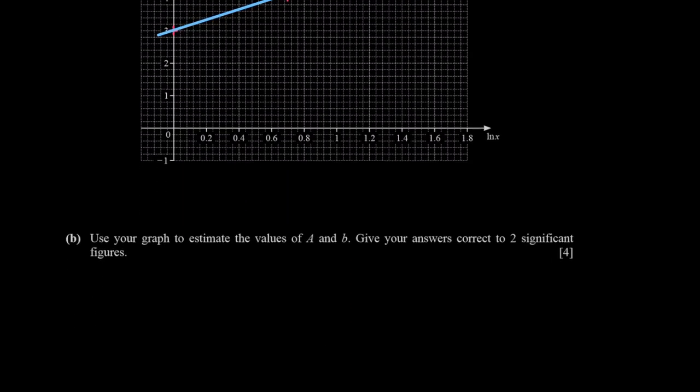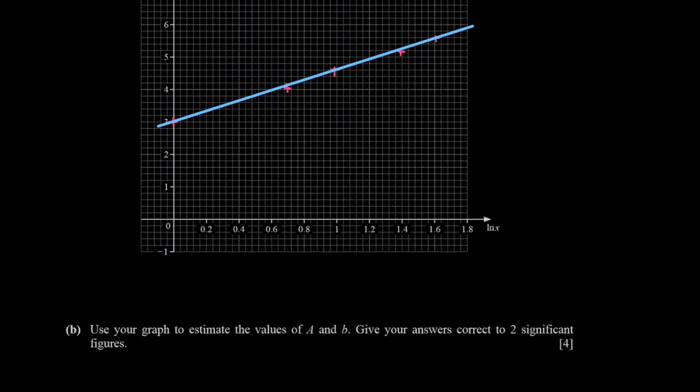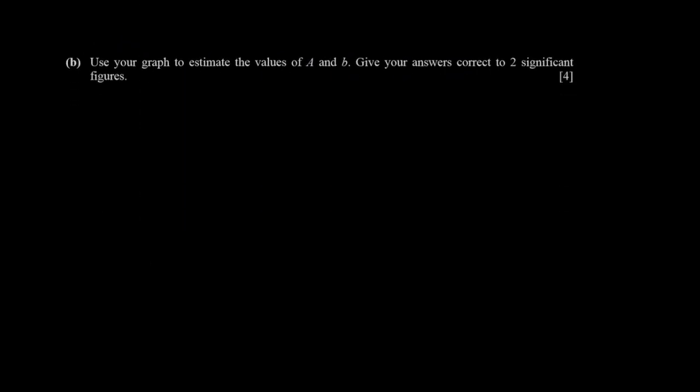All right. Part B is really the key thing of this question. We want to use our graph to estimate the values of a and b, giving our answers correct to 2 significant figures. Now then, the equation is y equals ax to the power of b. So let's just write that down: y equals ax to the power of b.